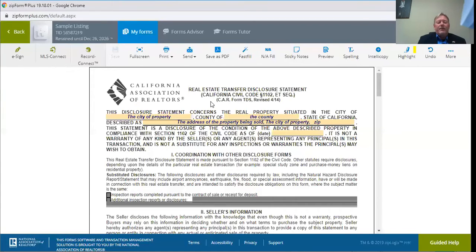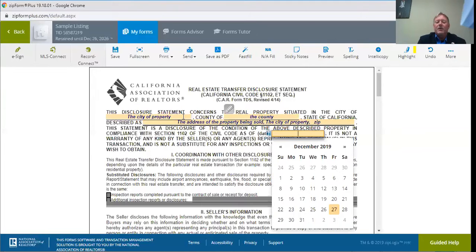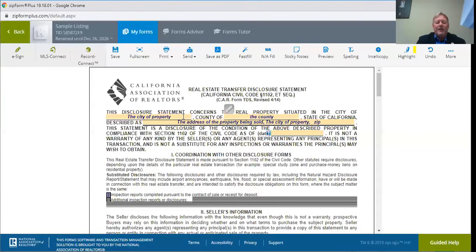So let's go ahead and view this. It says this disclosure statement concerns the real property. And again, we've got the address, the city, the county, and the state of California. We're making sure our zip code is correct, and then we'll be putting our address in.